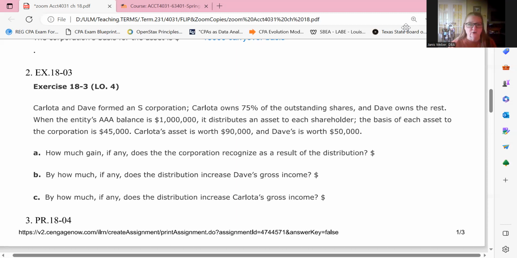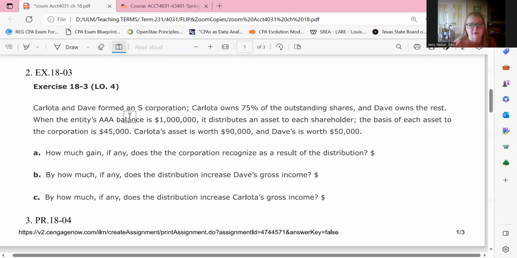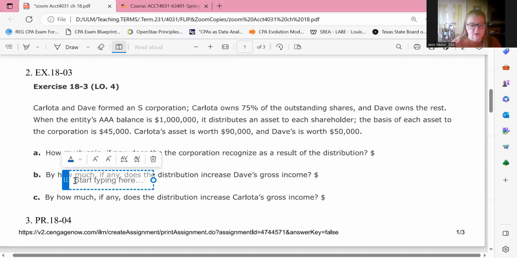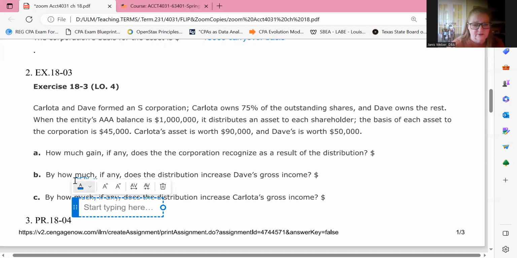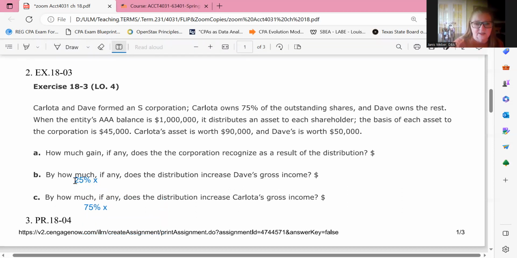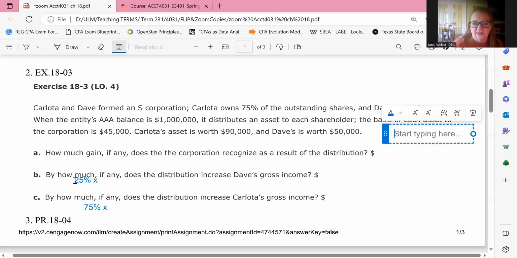So we just calculate the gain or loss at the S Corp level, and then 75% of it's going to Carlotta, and the other 25% is going to Dave. So we got 25% times whatever gain we come up with for Dave, and then we've got 75% times whatever gain we come up with for Carlotta. So let's see how much we come up with.